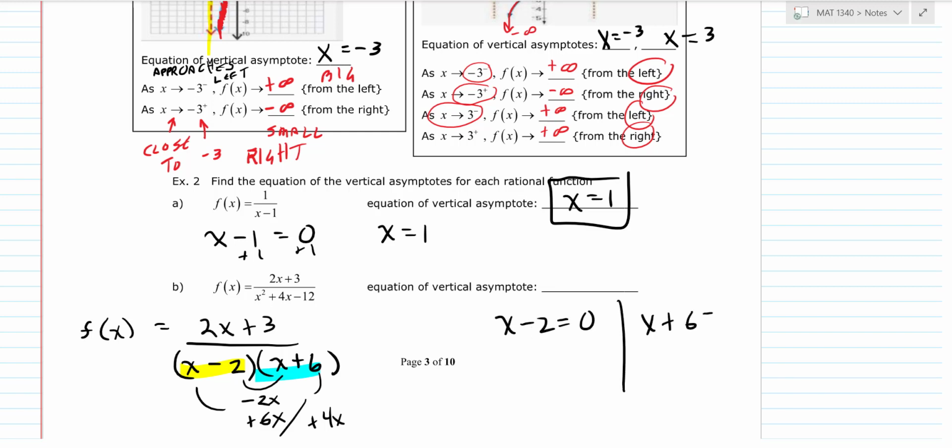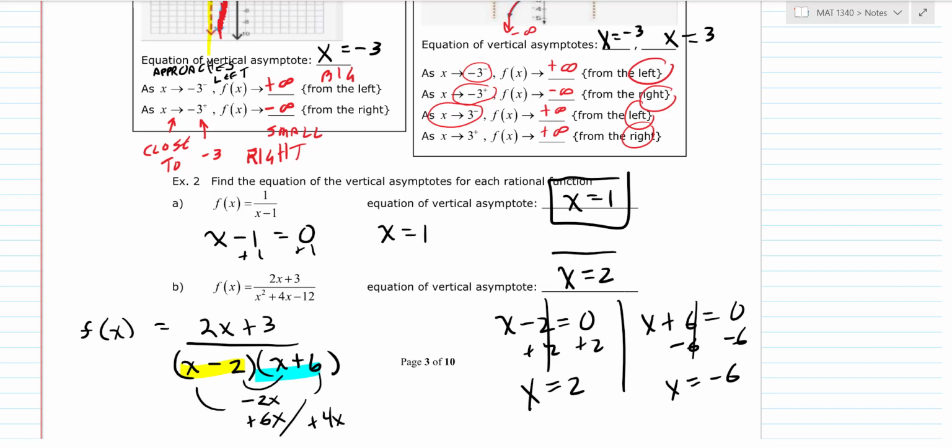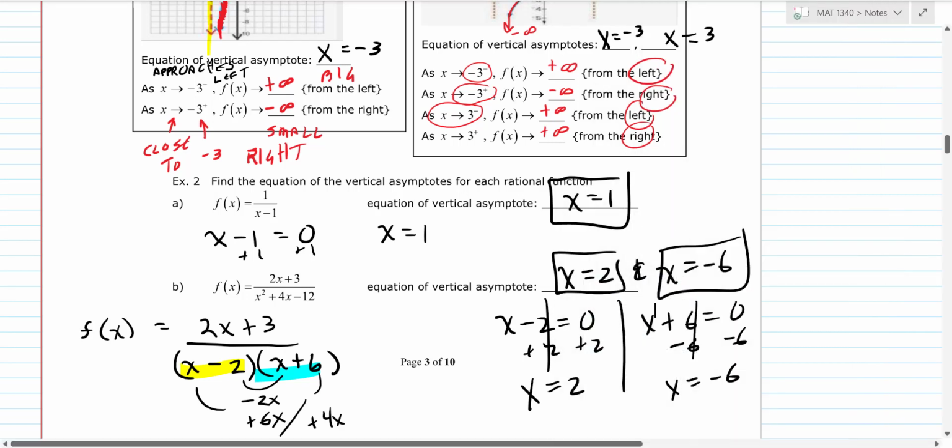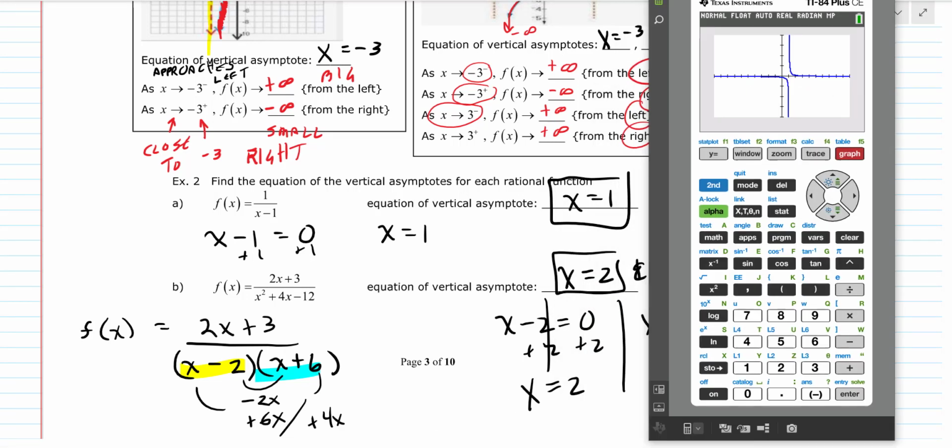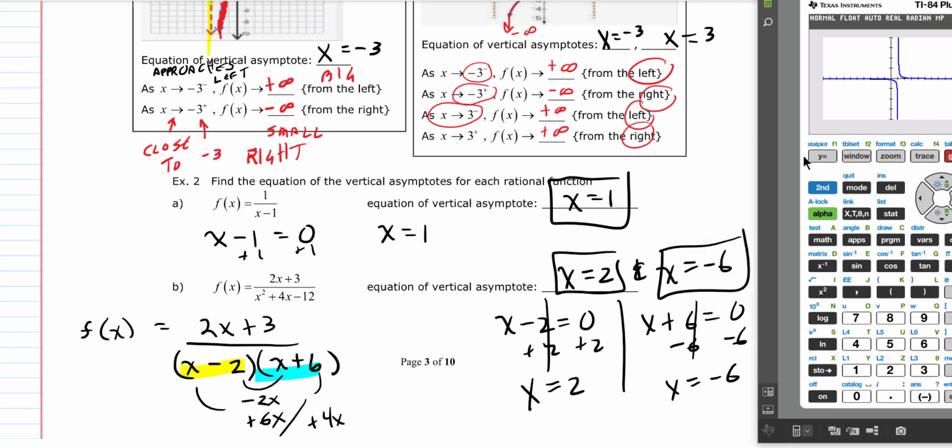So if you do that, you would add 2 to both sides. You would get x equals 2 would be one of your vertical asymptotes. And over here, you would subtract 6, so you get x equals negative 6. So in this particular problem, there are 2 vertical asymptotes, okay, like that. So it's kind of like doing a domain. There is going to be a slight twist that I'll do, I think, on the next example. But put this in your calculator so you can kind of see what's visually going on in the problem.